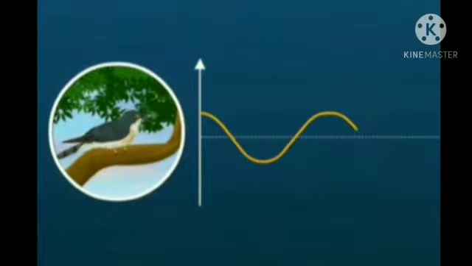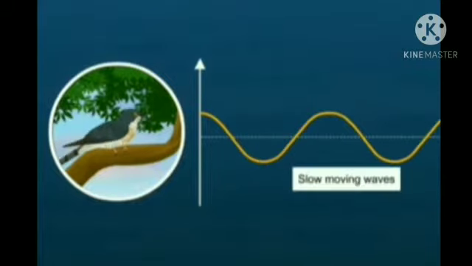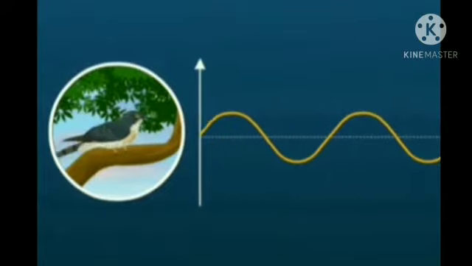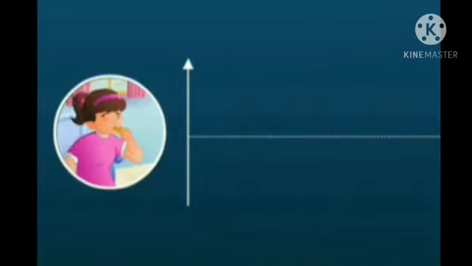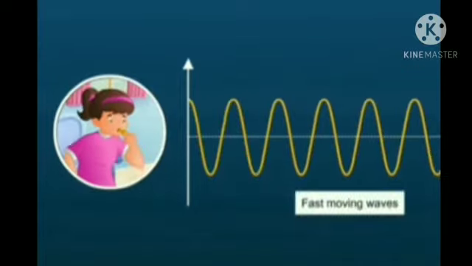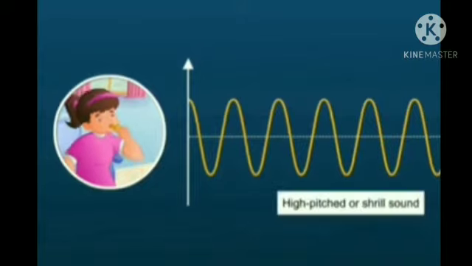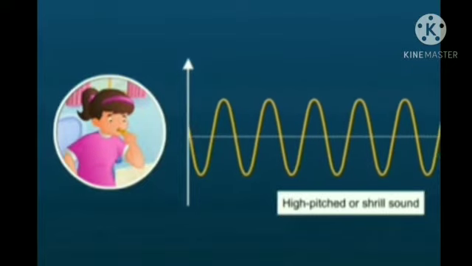The pitch of the sound produced by an object vibrating with a low frequency is low, and the sound is called a grave sound. The pitch of the sound produced by an object vibrating with a high frequency is high, and the sound is called a shrill sound.